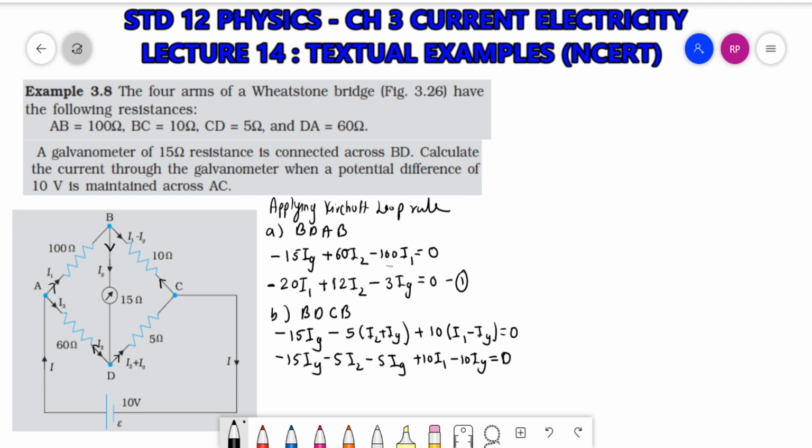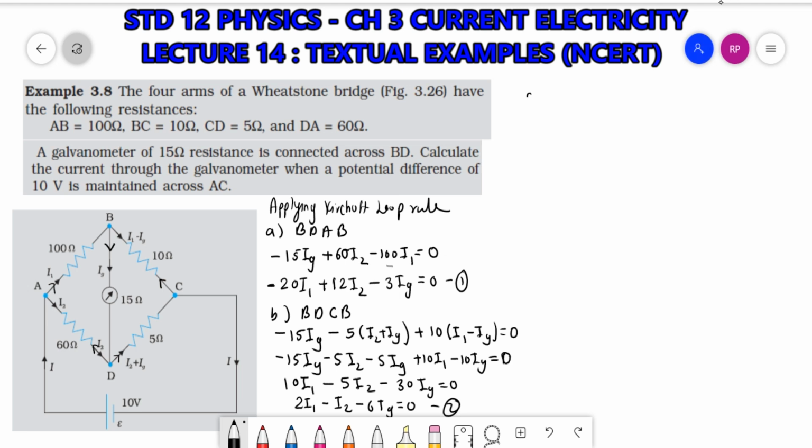Here, first let's take I1. How many I1? 10 I1. For I2, it's minus 5 I2. For IG, minus 15 minus 5 minus 10, that is minus 30 IG, and that is equal to 0. So I can take 5 common here. So 2 I1 minus I2 minus 6 IG, that is equal to 0. This will be equation 2.